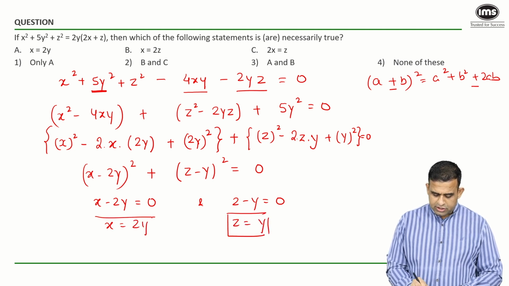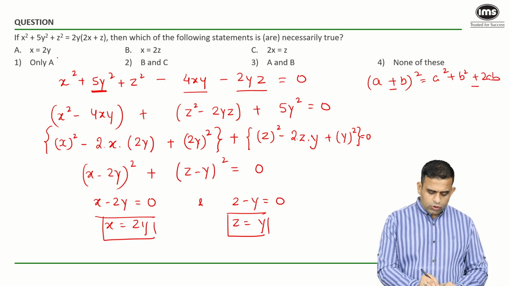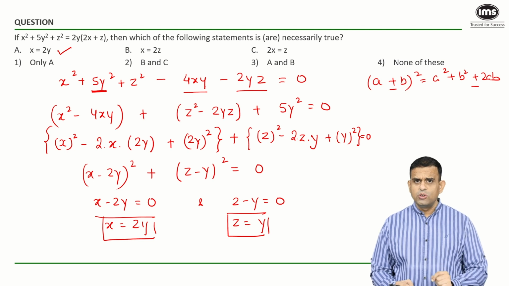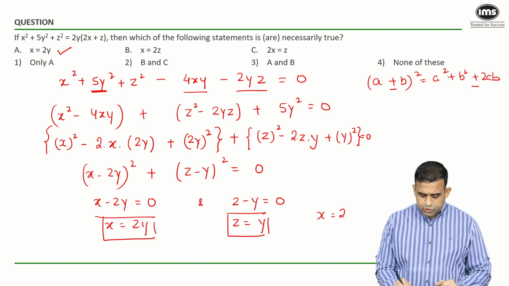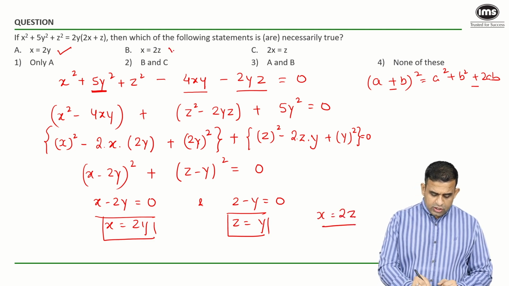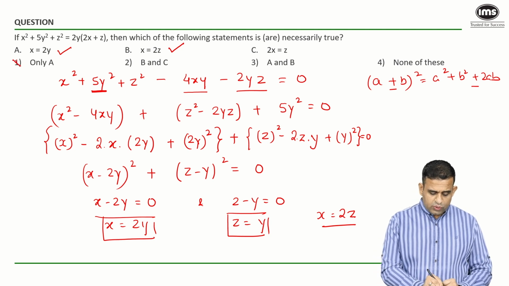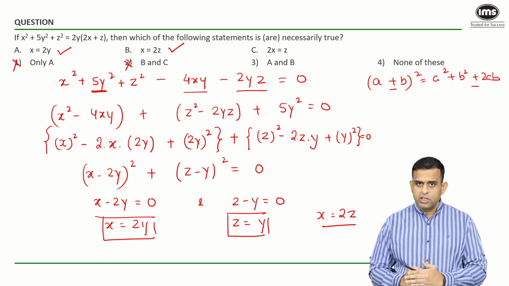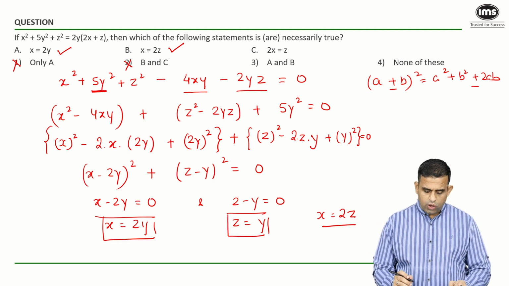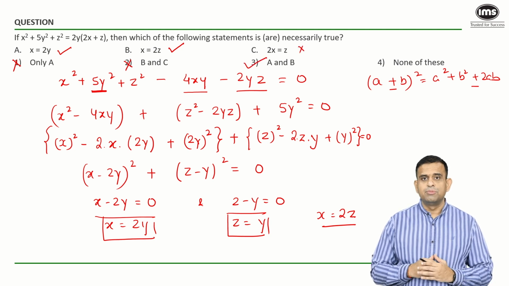These are my conditions. So let's see, the A says x equals 2y is always true. B says x equals 2z. Now understand, since x equals 2y and z is equal to y, one can say x equals 2z is always true as well. So A is true, B is also true. At this particular moment one can say option number 1 is out, option number 2 also is out. The third one says 2x equal to z, and this is not true always. So only A and B, so one can choose to mark option number 3 over here.